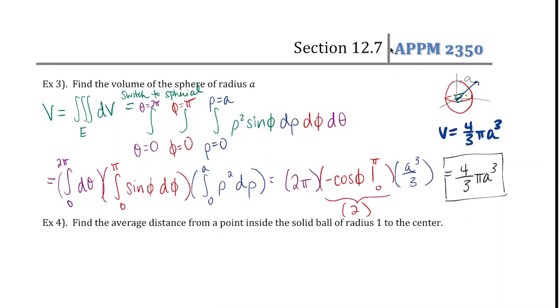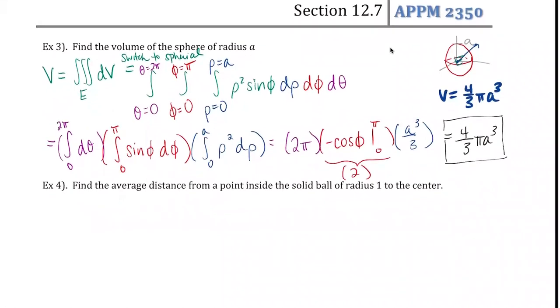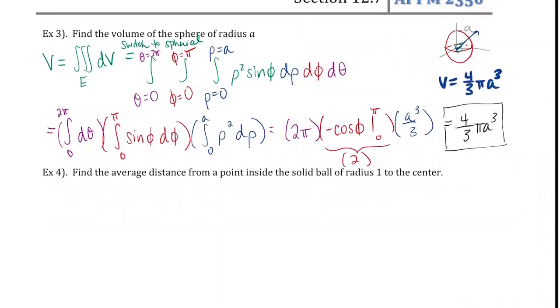So I just wanted you to see a proof as to why or where that comes from from this triple integral perspective. Okay, now let's try to find the average distance from a point inside the solid ball of radius 1 to the center.